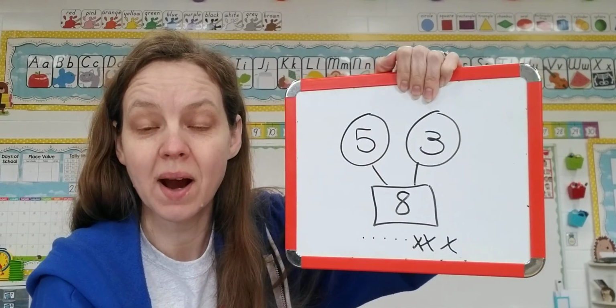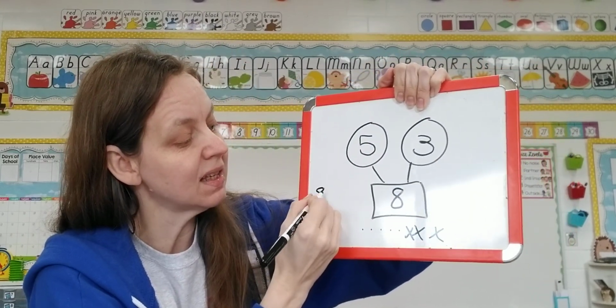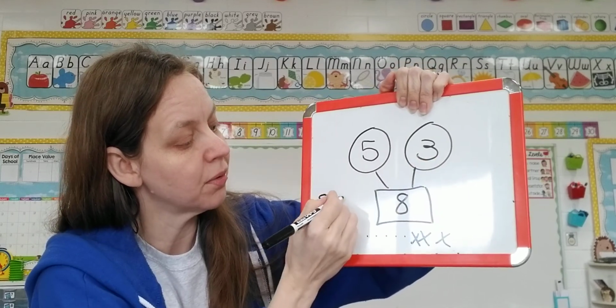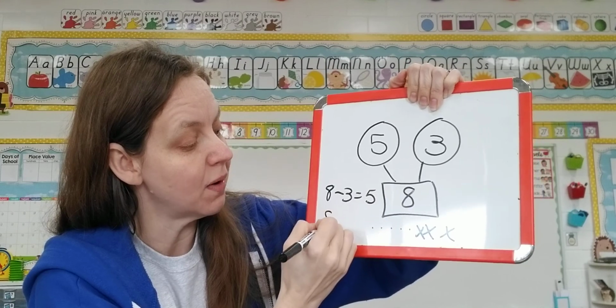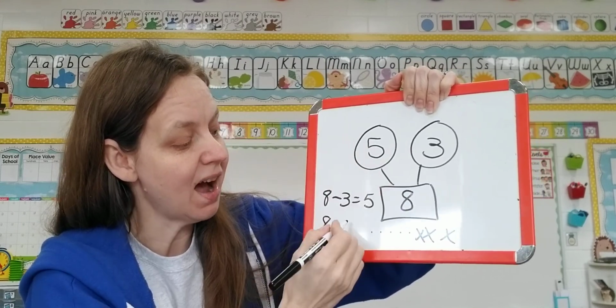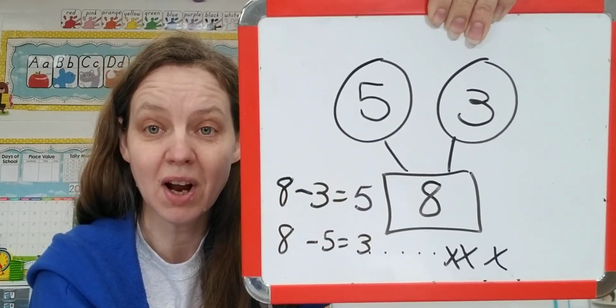All right, we're going to write subtraction number sentences. So we're going to start with the 8. 8 minus how many broke? 3 equals 5. And now if we flip it around, we would do 8 minus 5 equals 3. Those are the 2 subtraction number sentences.